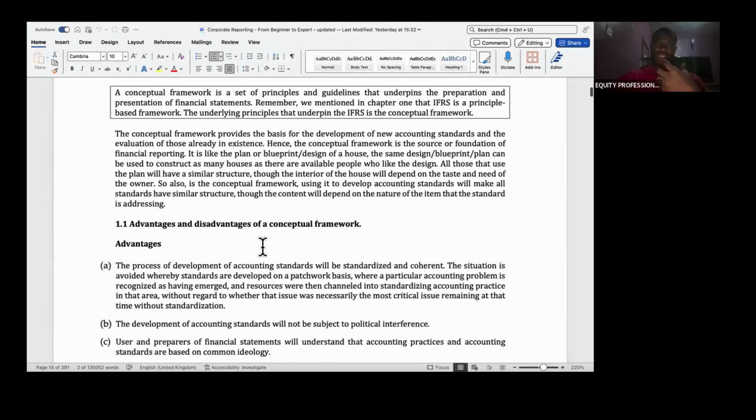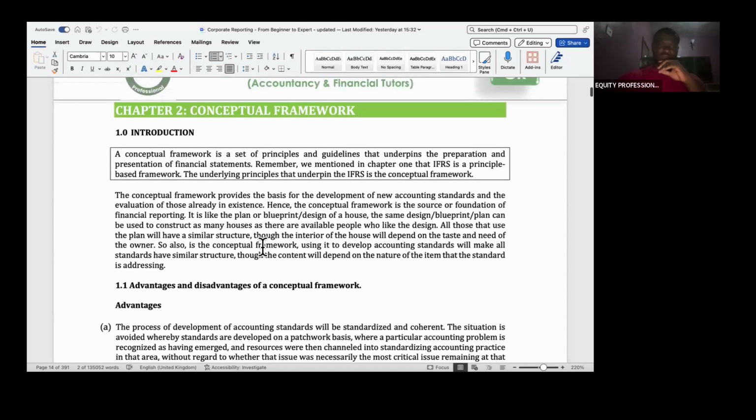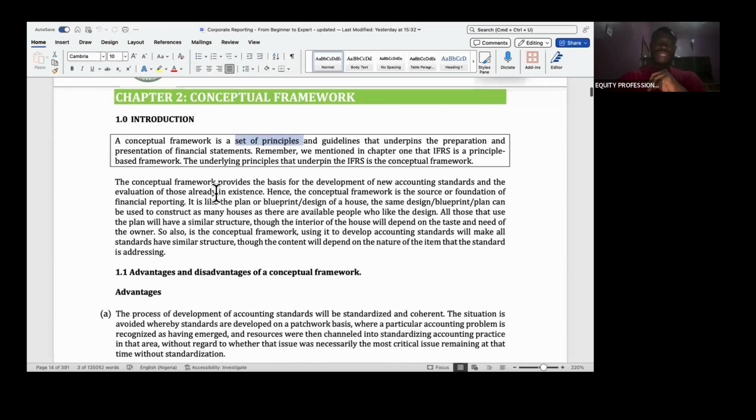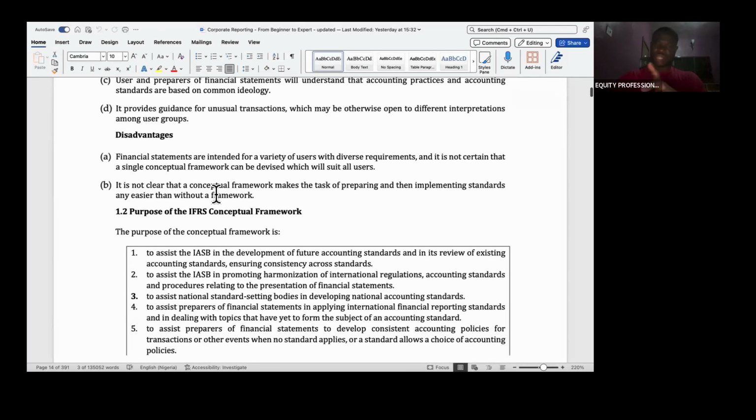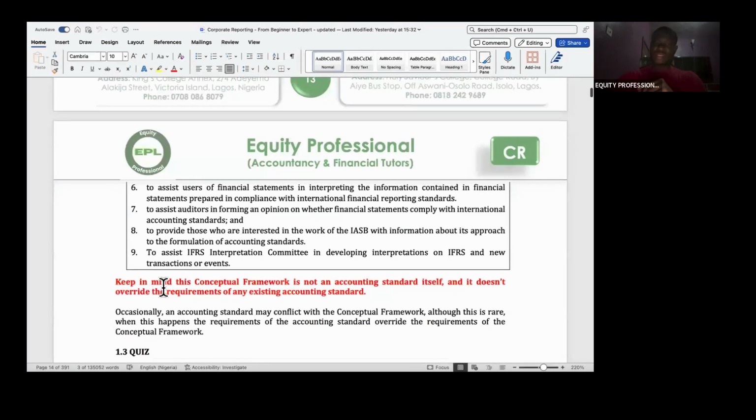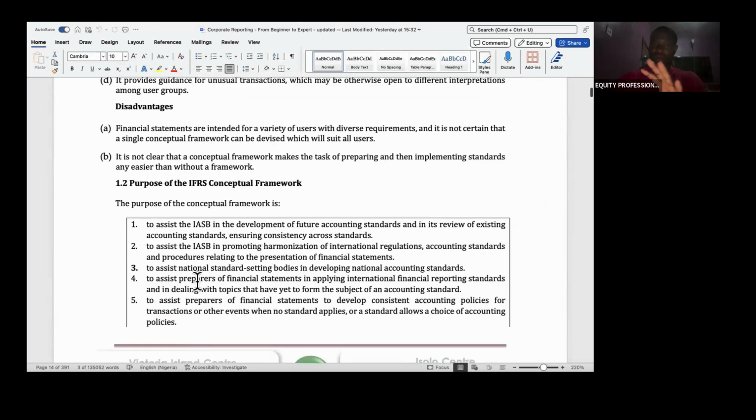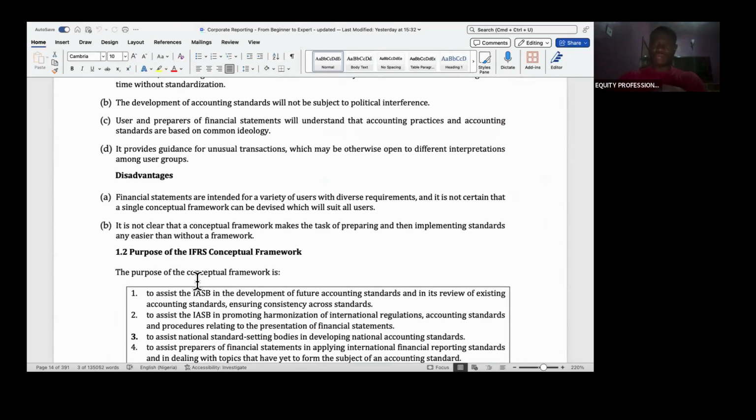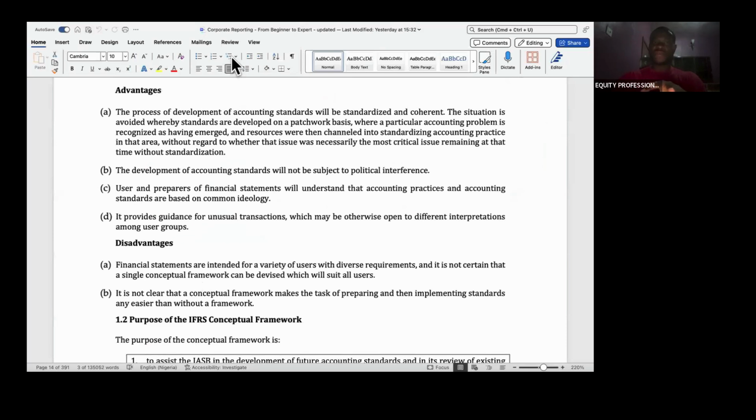Now, I've introduced you to the conceptual framework. And don't ever forget that this conceptual framework is just a set of principles that is used to develop IFRS. So now, let's look at those sets of principles. And don't forget that this conceptual framework that we want to discuss now is different from accounting standard. The conceptual framework is used in developing accounting standards. It is not the accounting standard.